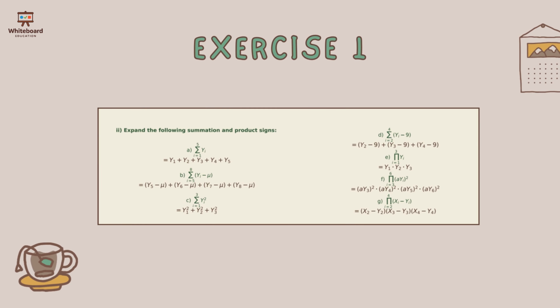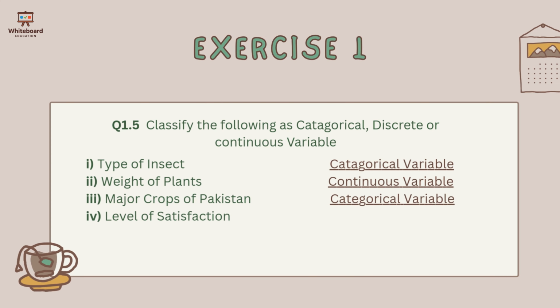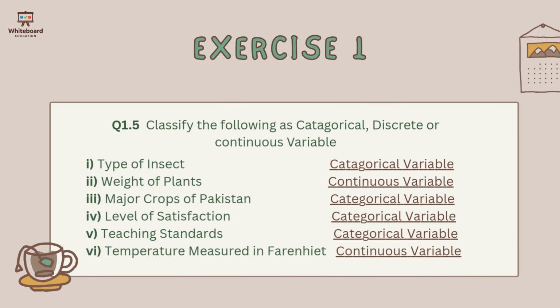Now let's quickly do the next question 1.5, where we need to classify the following as categorical, discrete, or continuous variable. Type of insect is categorical variable, weight of plants continuous variable, as in fact the weight changes continuously every second. Major crops of Pakistan categorical variable, as it includes wheat, rice, sugarcane. These can be measured numerically afterwards.